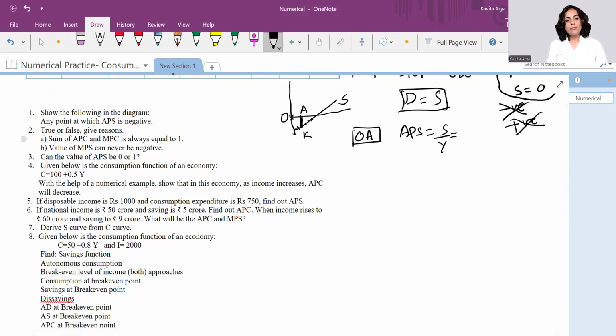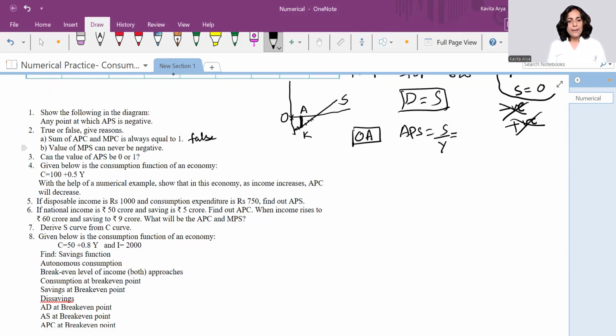Then comes the question, sum of APC and MPC is always equal to 1. That's clearly false. Why is it false? Because we know APC and APS makes 1 and MPC and MPS makes 1. So if you justify using these two statements, you will get full marks.